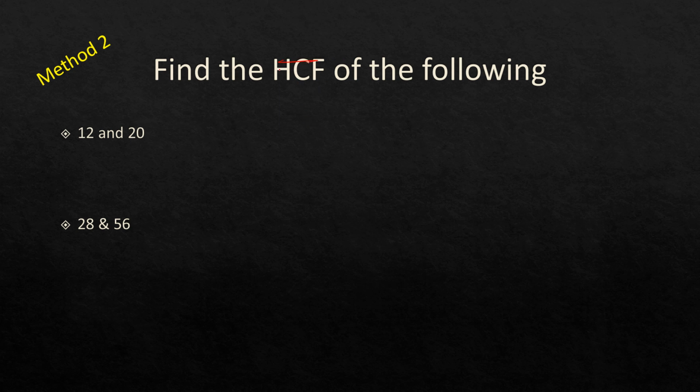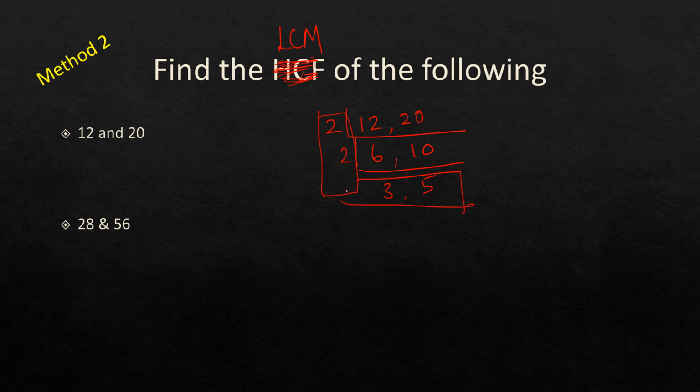I think this is method 2, but this is for LCM. Sorry about that, something was missing. So the second method for finding the LCM is this: 12 and 20, write them down like this. Both are divisible by 2. 2 times 6 is 12, 2 times 10 is 20. Similarly, 2 times 3 is 6, 2 times 5 is 10. And we cannot divide them further, so I can stop here. For LCM, I will take whatever is present horizontally and finally vertically whatever is remaining.